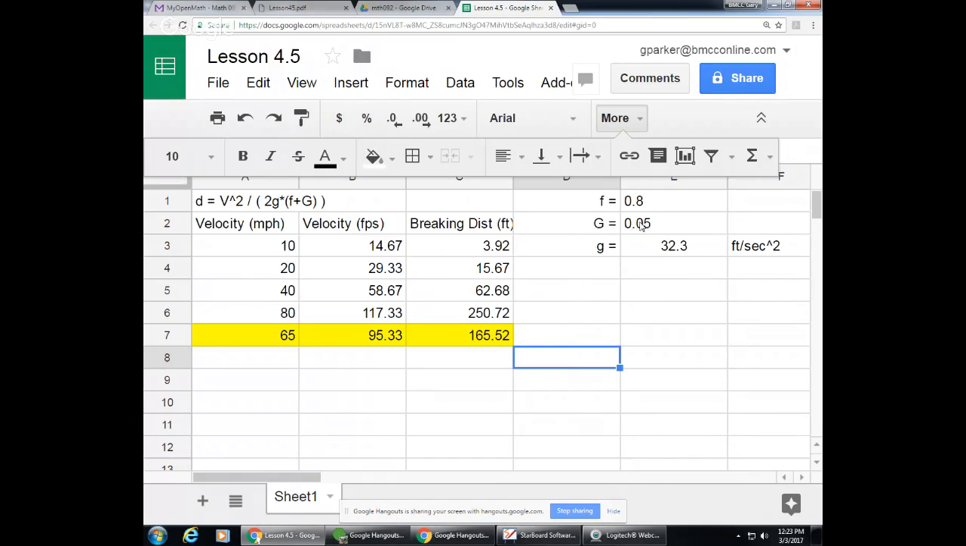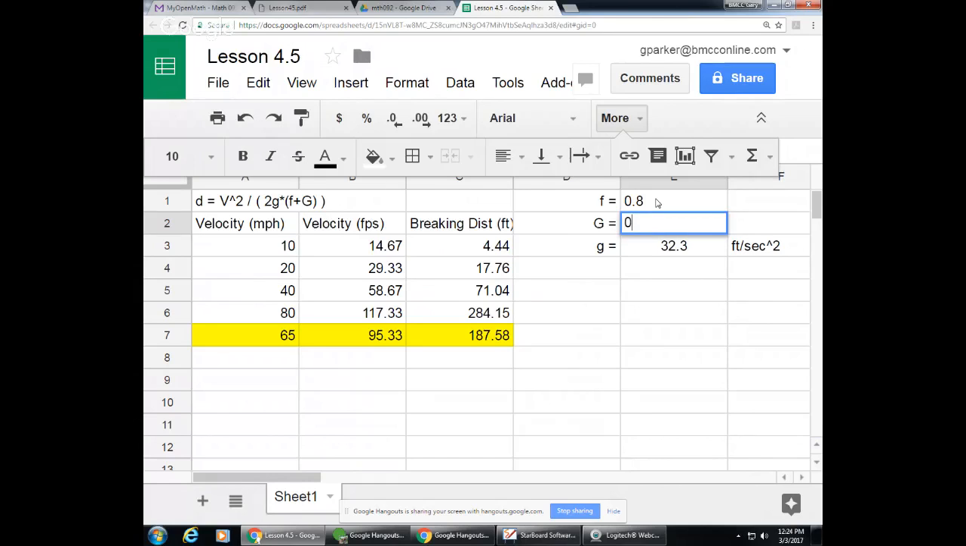Suppose someone said it's actually a level grade, so we can make G 0, and it's going to take longer to stop. The 5% grade means I was going uphill. If I was going downhill, I could do negative 5%. If I'm going downhill, it's going to be harder to stop and take longer. Make that back to 0.